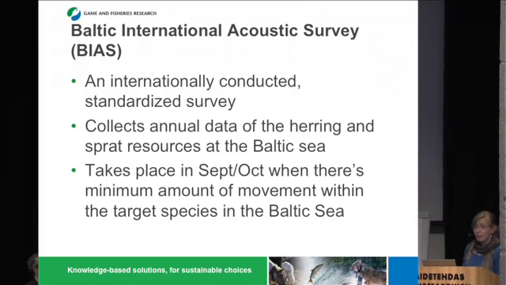So the Baltic International Acoustic Survey, also called BIAS, is an internationally conducted standardized survey that is designed to collect data on the herring and sprat resources in the Baltic Sea. And this survey takes place in September and October, when it's considered that there's a minimum amount of emigration and immigration within these target species, so it best represents the resources in a specific year.